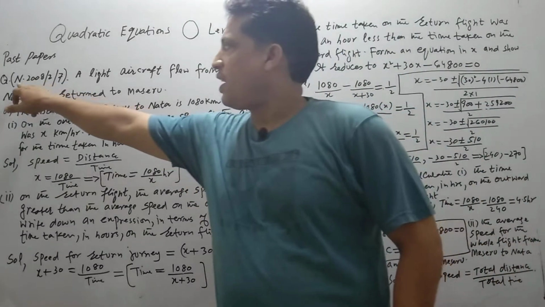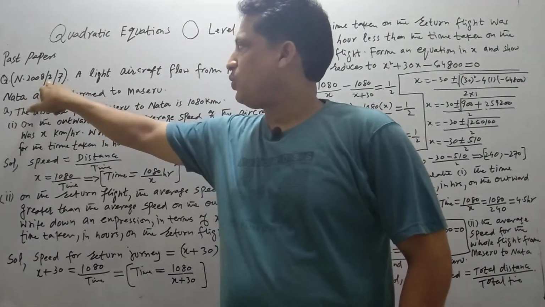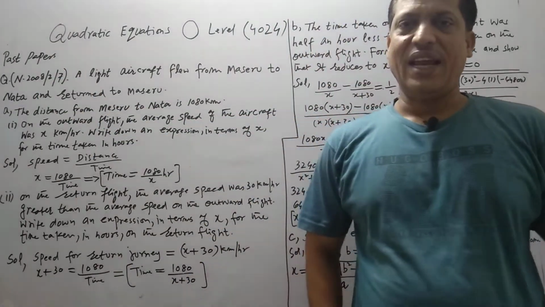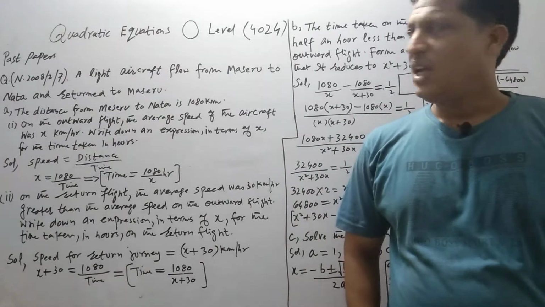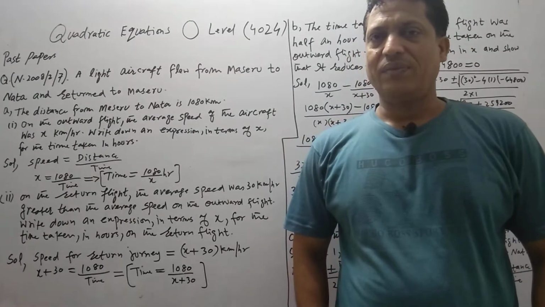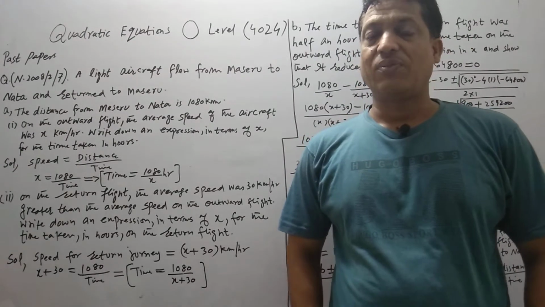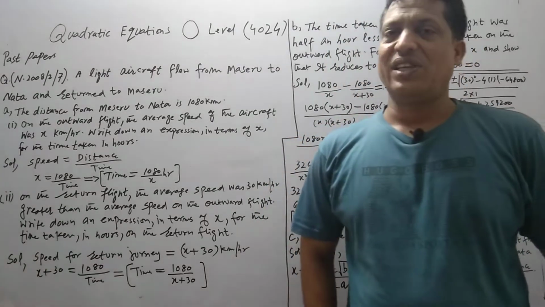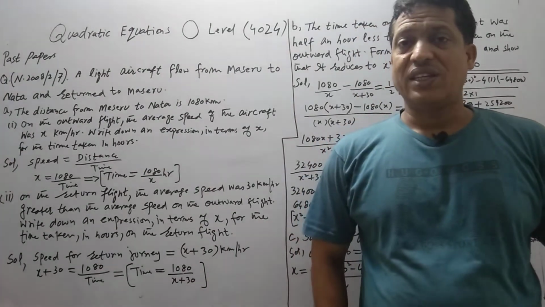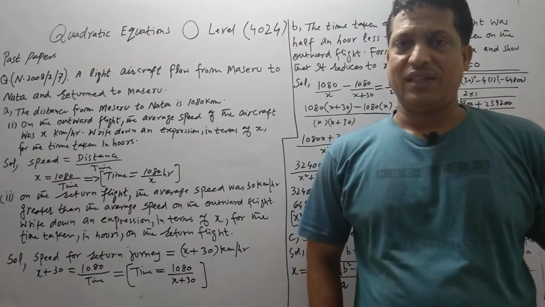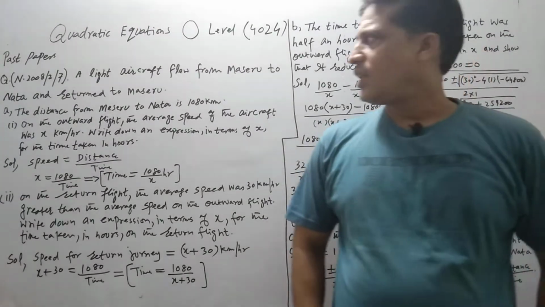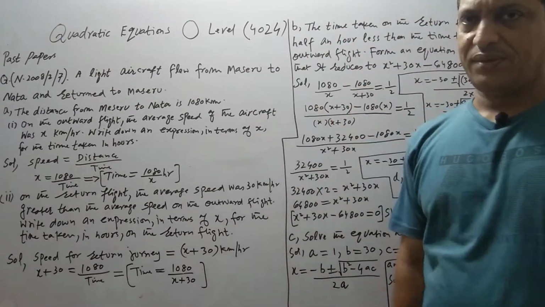This question came in November 2008, paper 2, question number 7. And this is another application, another use of quadratic equations. In the last lecture, we applied the concept of quadratic equations in money exchange. Now, in this question, we are applying the concept of quadratic equations in distance, time and speed, some sort of kinematics. So see how to use quadratic equations in this question.